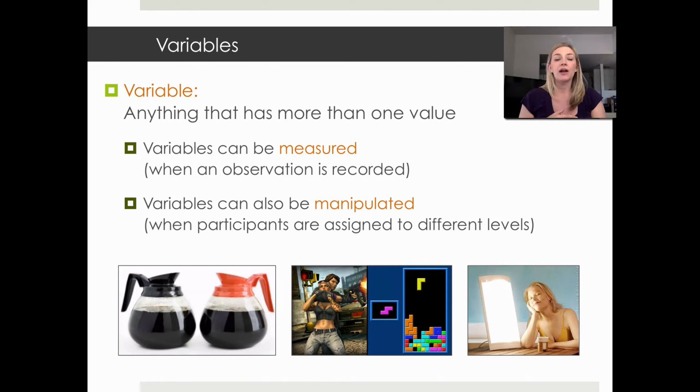Other examples would be how violent a video game is that participants have to play. In this example, I think we've got GTA as the violent video game option and Tetris as the non-violent video game option. So participants play one or the other, and then maybe the researcher measures how aggressive they are in real life or how not helpful they are in real life.